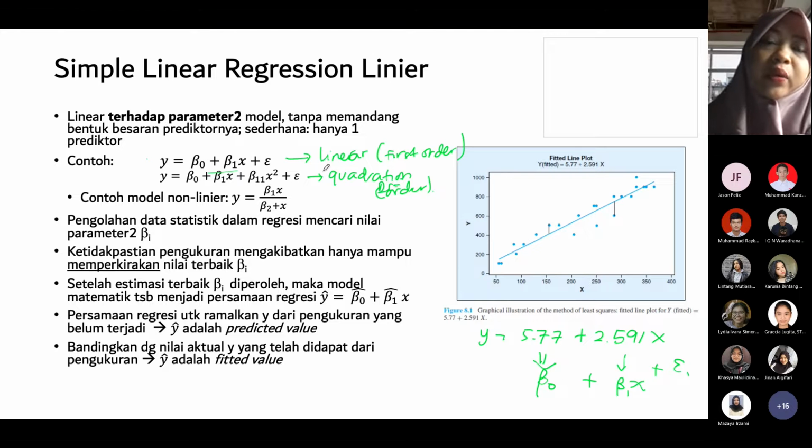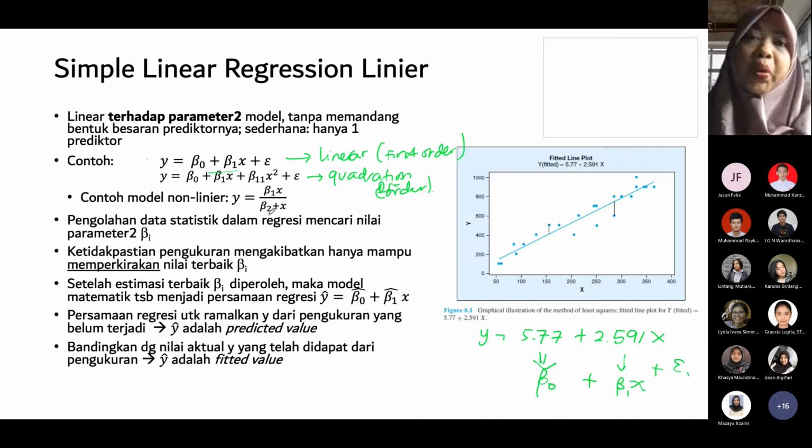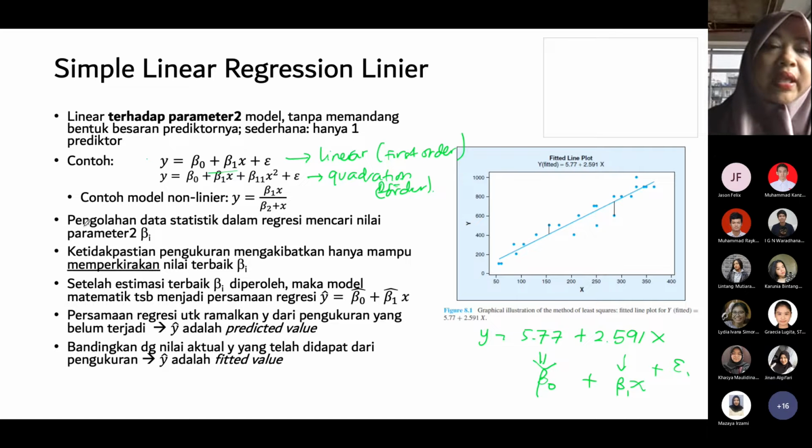Yeah, we have to do this manually with the least square method. I'm going to explain this one in a minute. Okay, so the statistical data evaluation, pengolahan data statistik, is actually we want to find those parameters, this beta 0 and also the beta 1x, yeah, the beta 1.